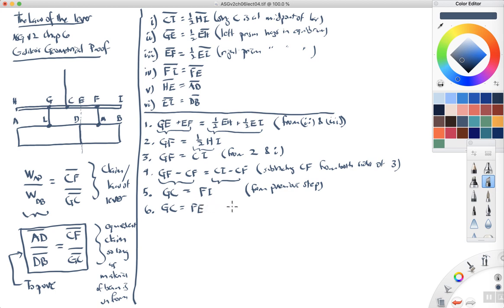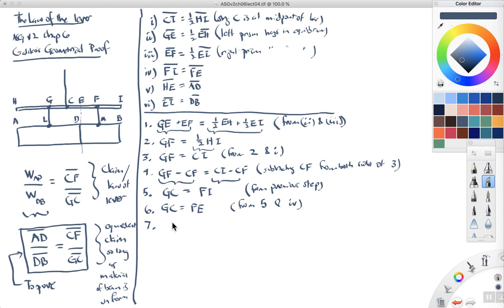How do we know this? This is from the previous step, from step 5, and Roman numeral 4 up here, which says that Fi is just equal to Fe. So we've replaced Fi with Fe. So again, we're saying that this distance GC here happens to be equal to this distance EF.